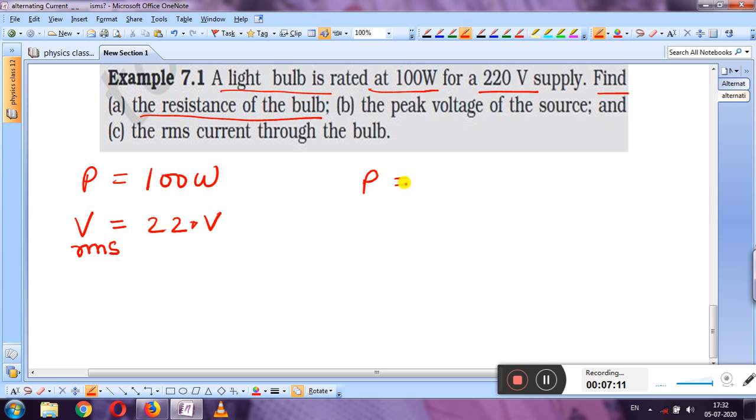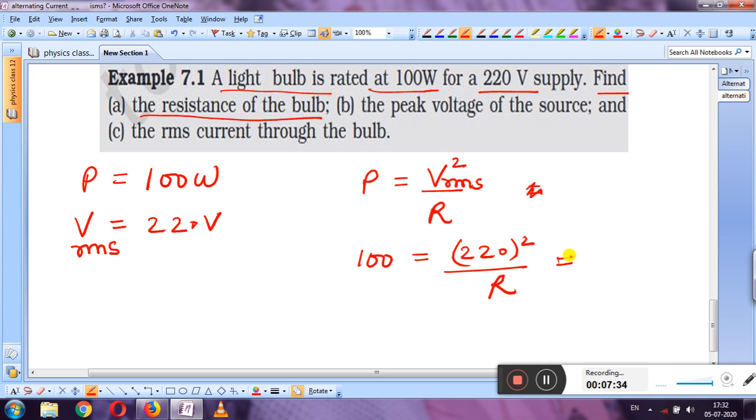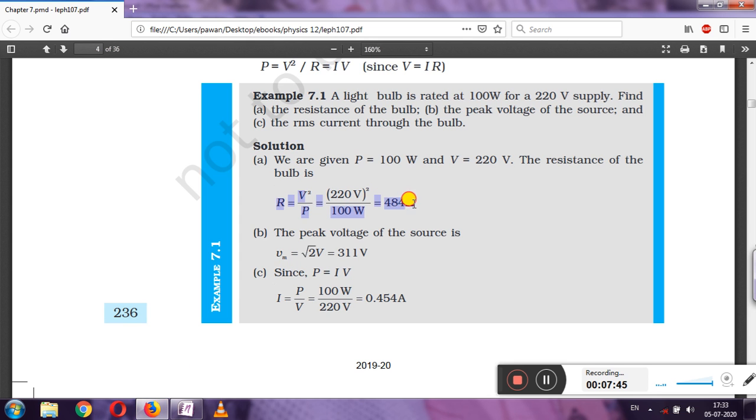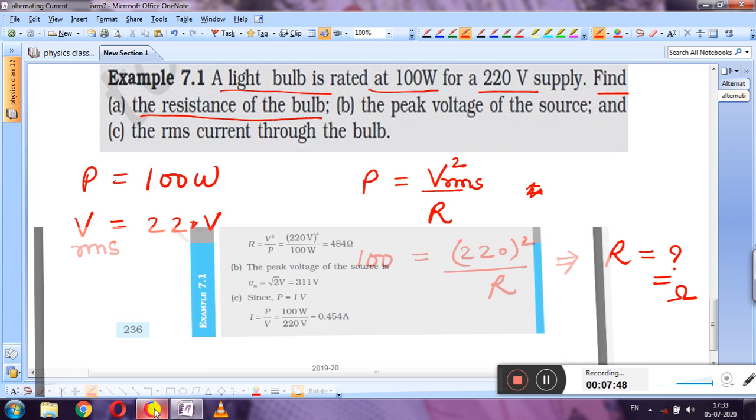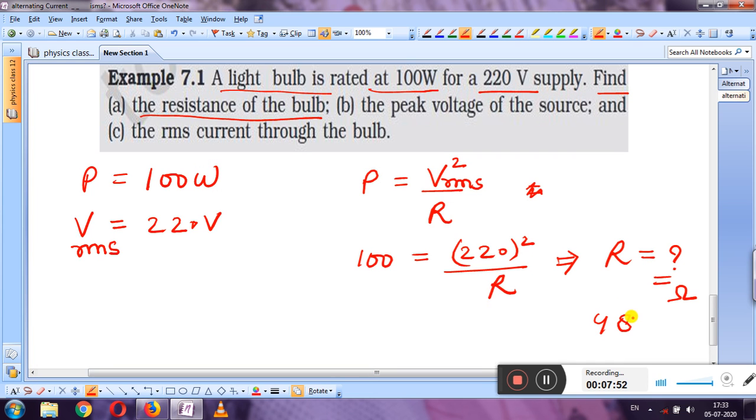You know that power is equal to V square upon R. We studied this formula. In place of V we can write Vrms. Then in that case power is 100, Vrms is 220 square, and upon we have R. From here we can find out very easily the value of R, and the value of R will come in ohm. Let us check the answer once. Answer is 484 ohm. The answer of this question will come 484 ohm.